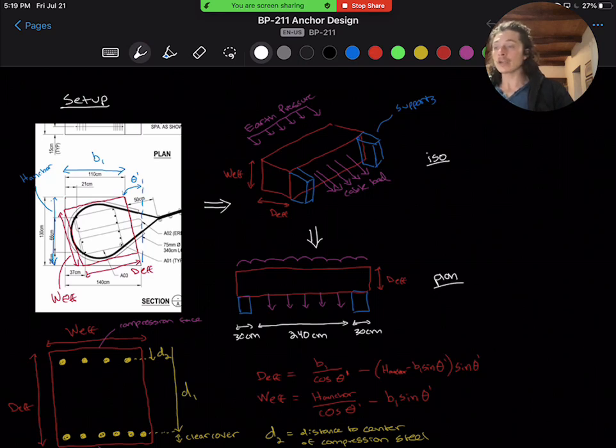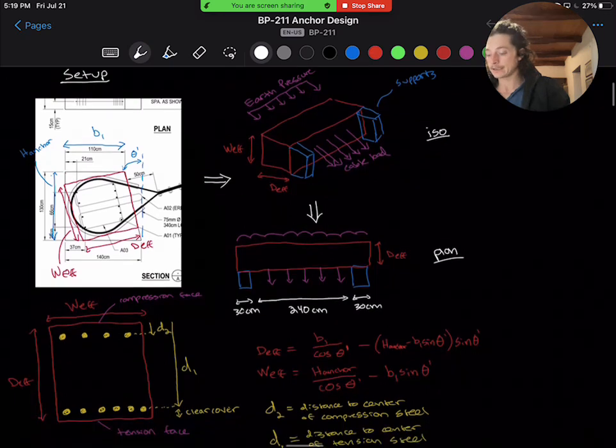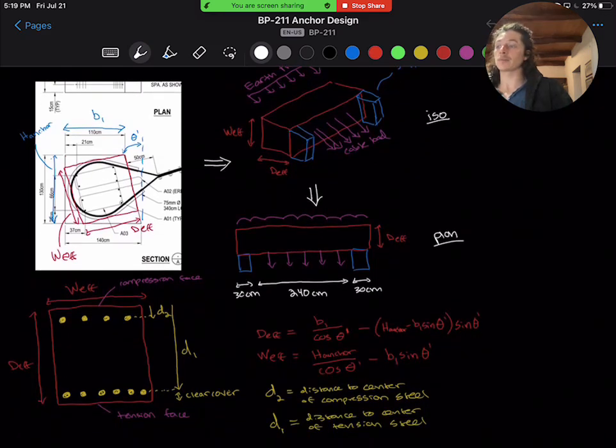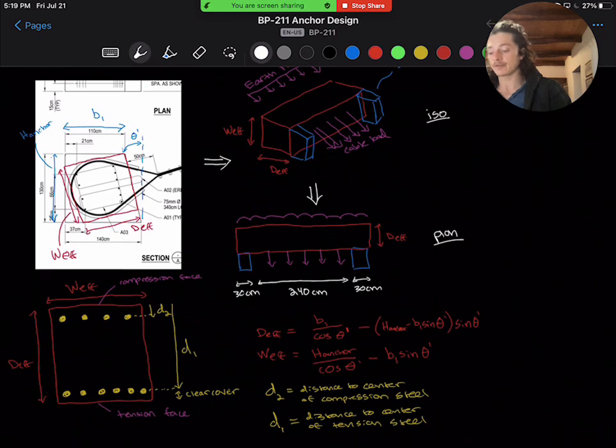Finally, we can derive the equations for D effective and W effective using trigonometry. I've also added dimensions D1 and D2, which will be important later. D1 is the distance from the compression side of the beam to the centroid of the tension steel, while D2 is the distance from the compression side of the beam to the centroid of the compression steel. And you can see D effective and W effective are just a calculation based on trigonometry to calculate that largest rectangle I've drawn here in red, overlaying the anchor drawing.